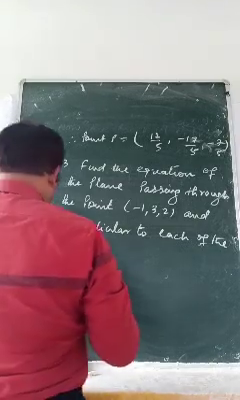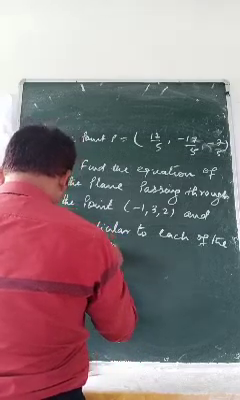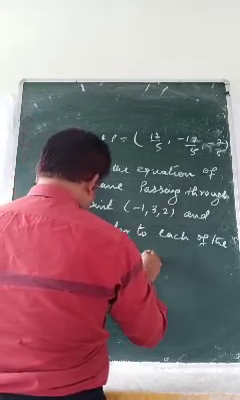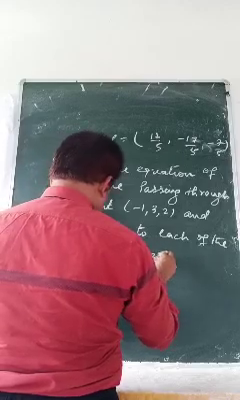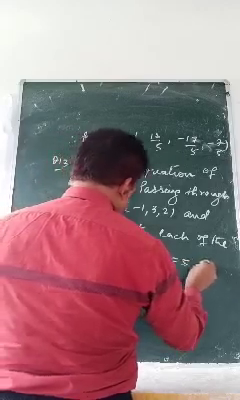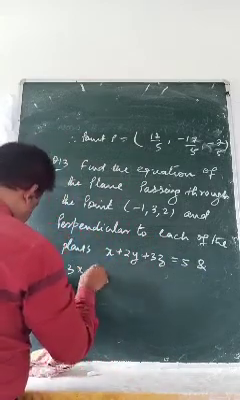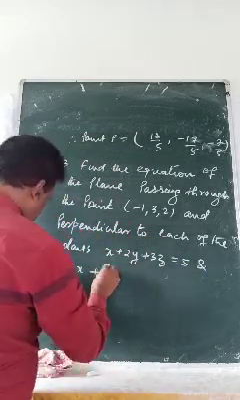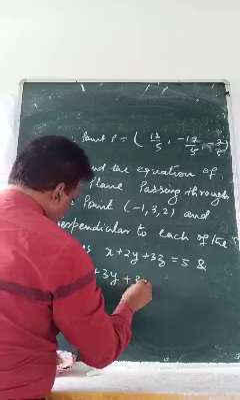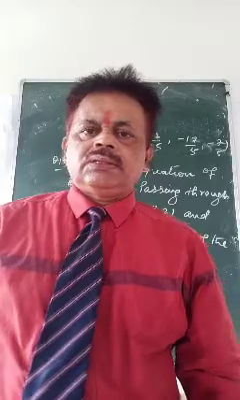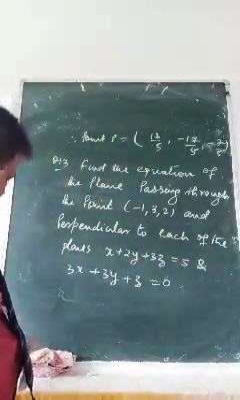Each of the planes x plus 2y plus 3z equals 5 and 3x plus 3y plus z equals 0. Okay, this is one of the important questions. Try to see.